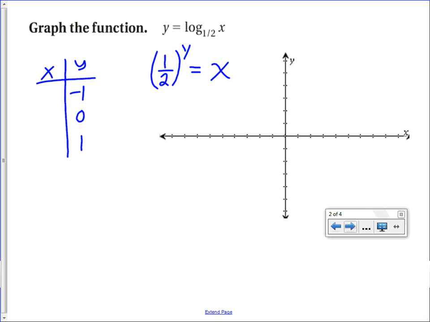So 1/2 to the -1 power is 2. 1/2 to the 0 power is 1. 1/2 to the first power is 1/2. These points go directly on the graph. Over 2 down 1, 1, 0, and 1/2, comma 1. Again, there's no horizontal or vertical translation, so our asymptote's located at 0.